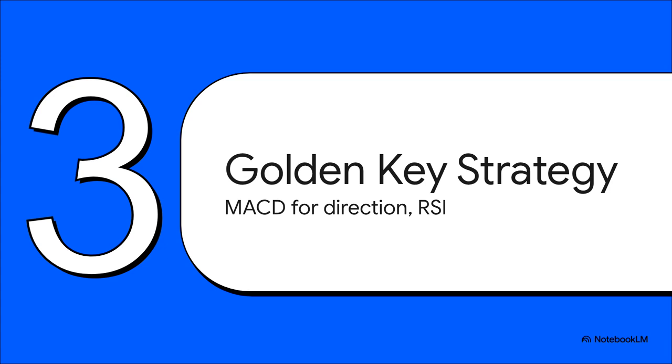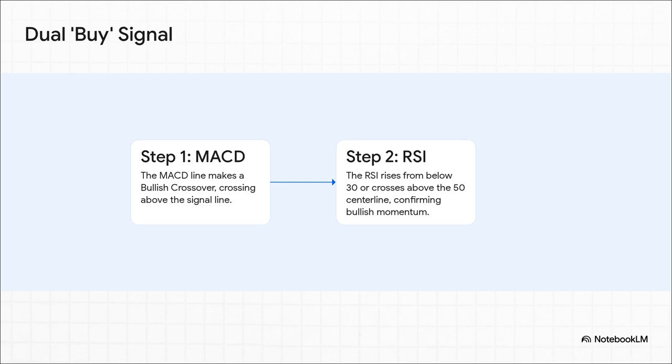This is a total game changer for filtering out false signals. So, for a really high-confidence buy signal, you need two things to line up. It's a 1-2 punch. First, you watch for that bullish crossover on the MACD. That's your alert. But you don't jump in yet. You wait. You wait for the RSI to confirm that strength, either by climbing out of that oversold area or by decisively crossing over that 50-yard line.